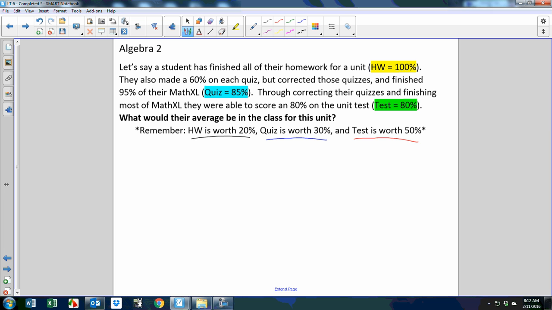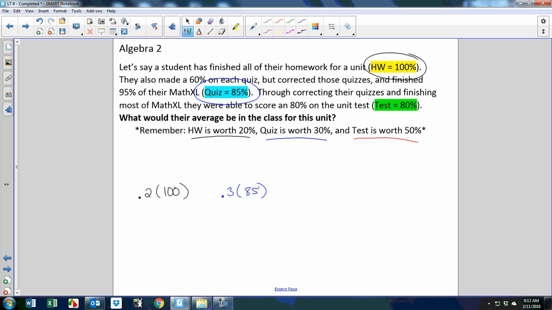The homework points, you get 100%. According to this, they have 100%. So you get 20% of those 100 points you earned from the homework. So 0.2 times 100 represents the amount of points you received from homework. The quiz is 85%. The student made 60s on the quizzes, but they corrected and finished their Math Excel, so their quiz grade ended up being 85. So of those 85 points, they actually earned 30%. So 0.3 times 85.